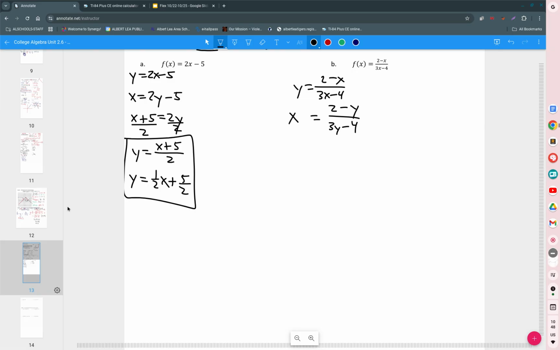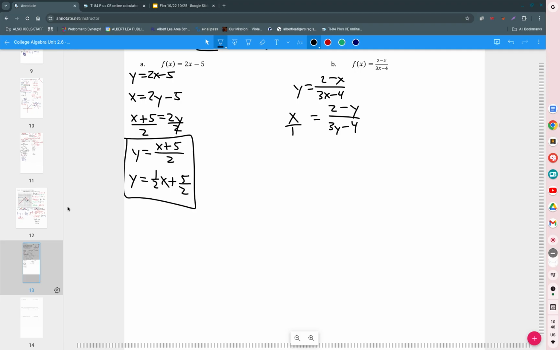How is this different from the previous one? It is a fraction, but what is going to make this one more challenging? There's 2 y's, y's in 2 different locations. That's not what we had before, and it will make it a little bit more difficult. We are going to write this over 1, and we are going to cross multiply.